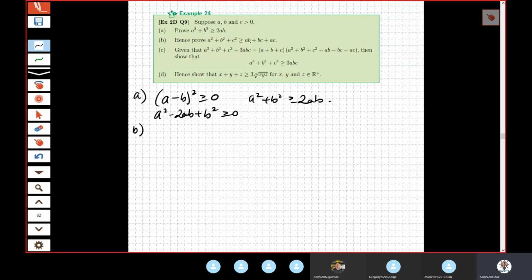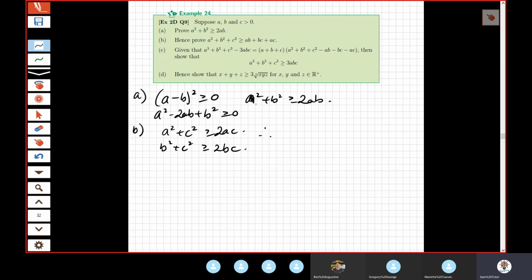Hence prove this. Does anyone remember how we're going to find all three terms? What's the thing I'll do next? Once I know this relationship, how am I going to start introducing C? Well, I introduce C by finding a very similar relationship to this, which would be a squared plus c squared is greater than or equal to 2ac, and b squared plus c squared is greater than or equal to 2bc.